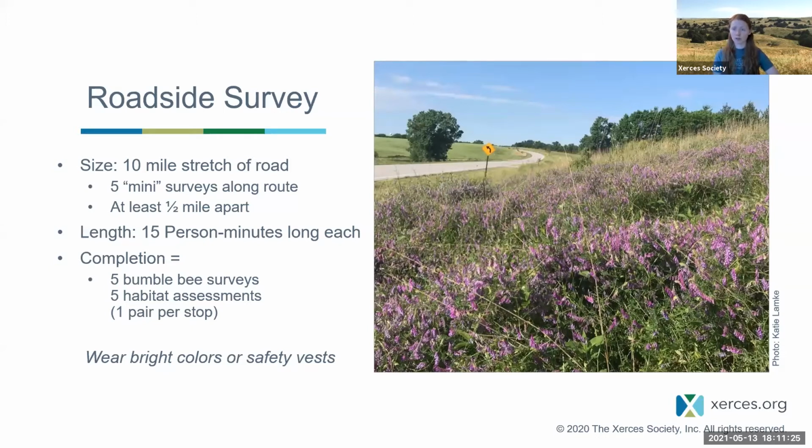So at each one of your stops, you're going to do 1 bumblebee survey and 1 habitat assessment. So at the end of a single roadside survey, you will have 5 bumblebee surveys and 5 habitat surveys. As you're doing these, make sure that you wear bright colors or safety vests. Make sure that you're parking in a safe location and just stay aware of your surroundings because the risk is a little bit higher when you're surveying on roadsides.